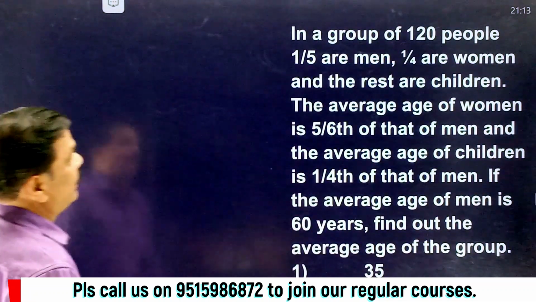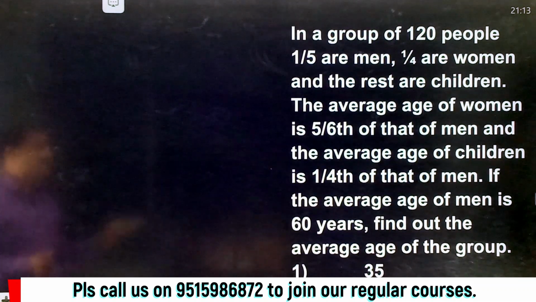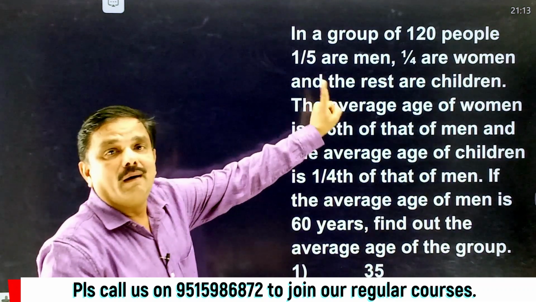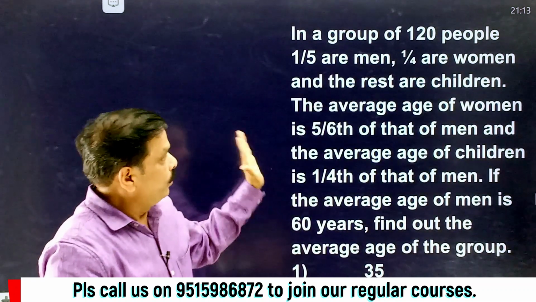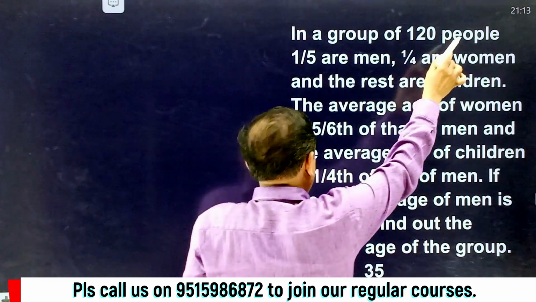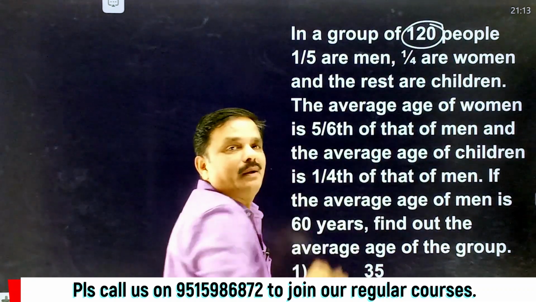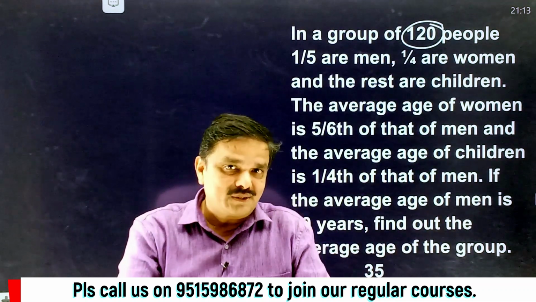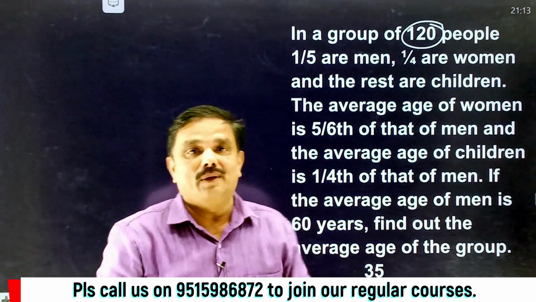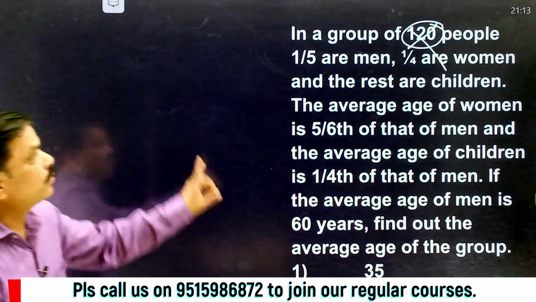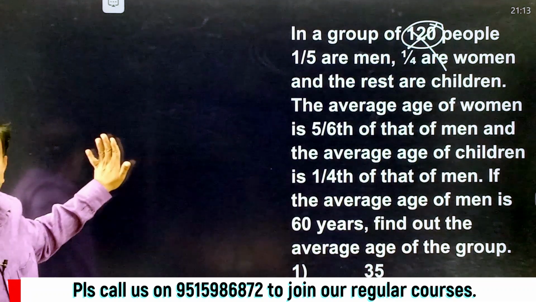Now let me start this one. Two categories of data are given here. One is the number, the other one is the age. See students, if you do it by the pure mathematical way, you must use this 120. Without using this 120, you cannot do it by taking something as x or y. But here, with the help of this trick, this shortcut, you need not even use this 120. Without using the total number of the group also, you can do the question.